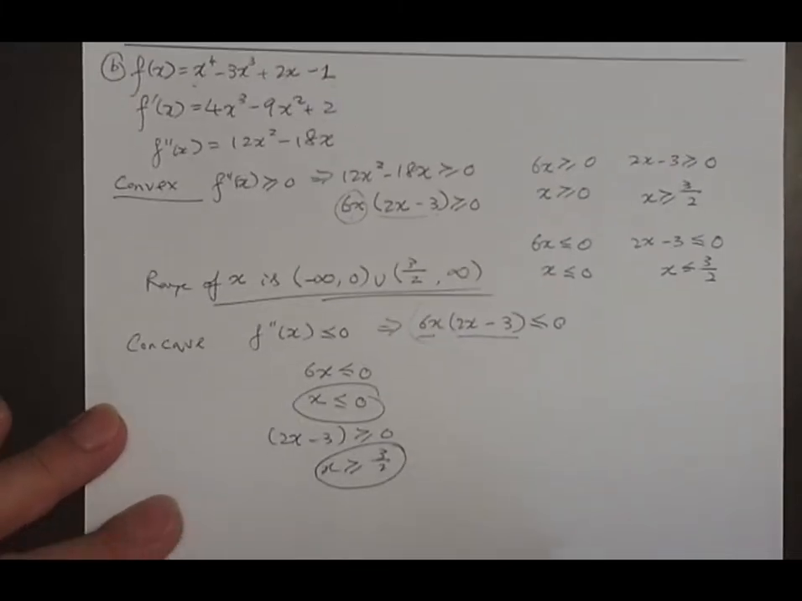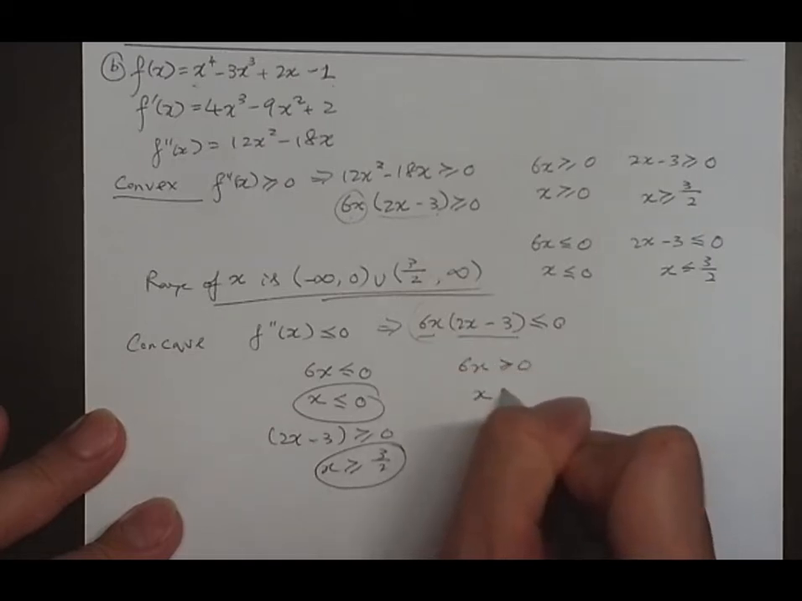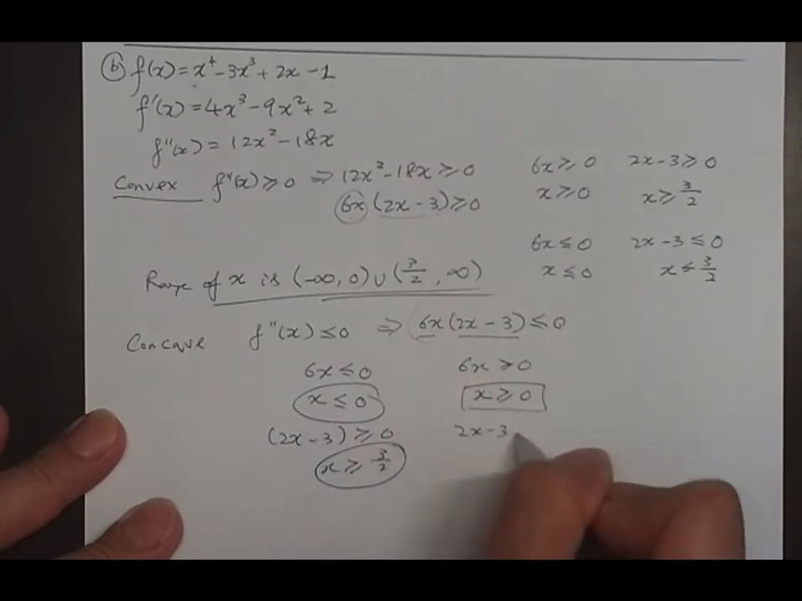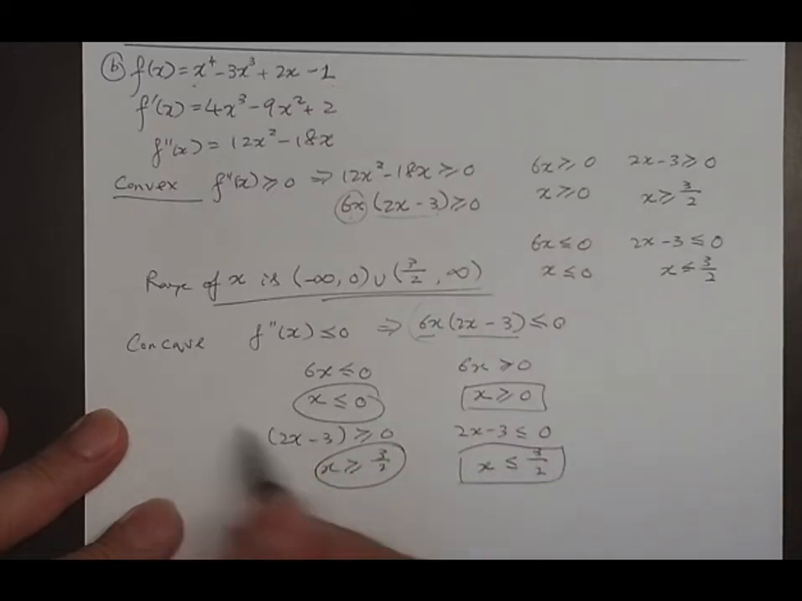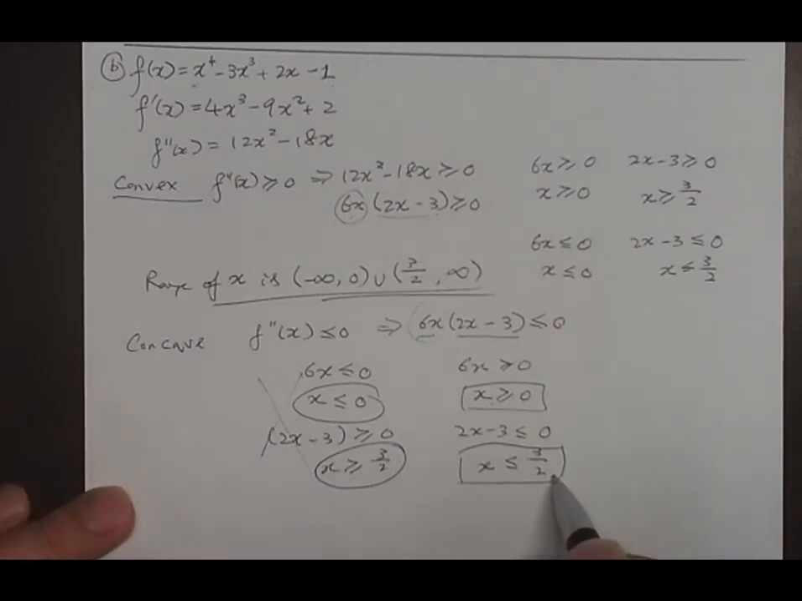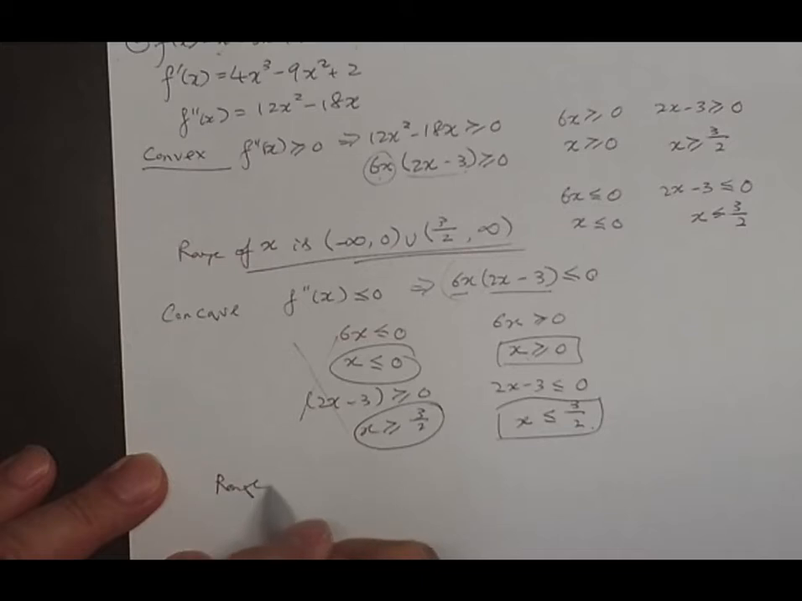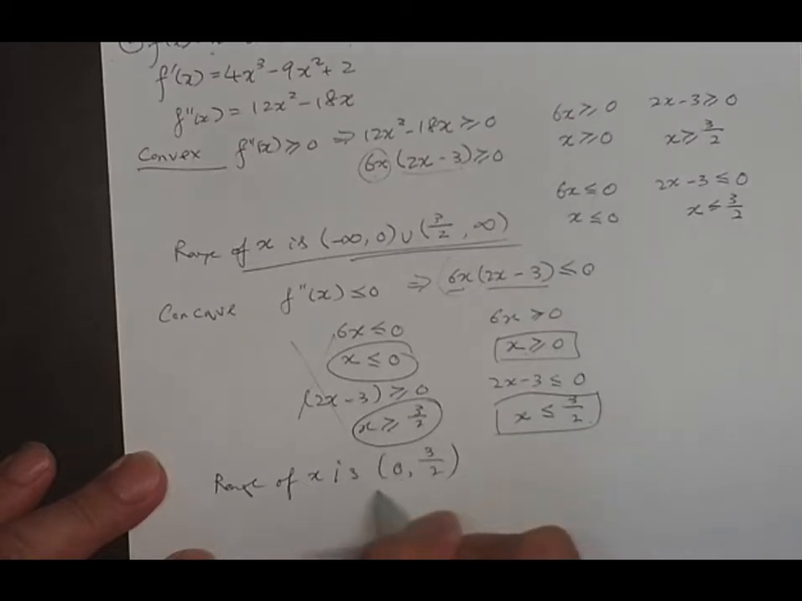We got one condition, and the other condition is that 6x is greater than 0, x is greater than 0, and 2x - 3 is less than 0, x is less than or equal to 3/2. Because the first condition is not the case, it must be greater than 0 and less than 3/2. So the range of x where the curve is concave is from 0 to 3/2.